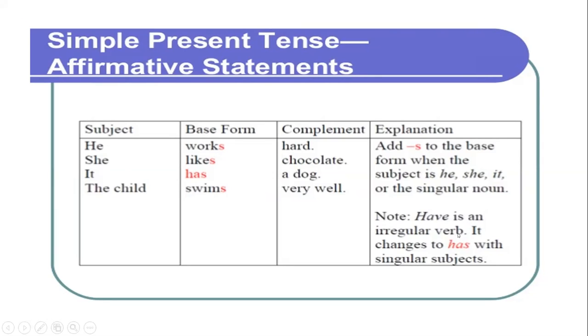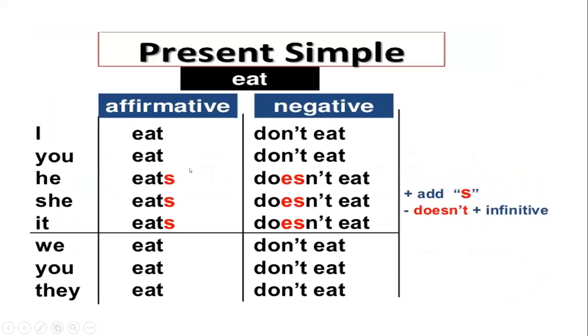Note that have is an irregular verb, so it changes to has with singular subjects. Like this, it has, right? If we are using she or he, we say she or he has, because it's an irregular verb. So we have here other examples of simple present. For example, I eat is an affirmative, you eat, he or she eats, right? It eats, right? Then we, you and they eat. Look that only for he, she and it, we add a letter S to the verb.